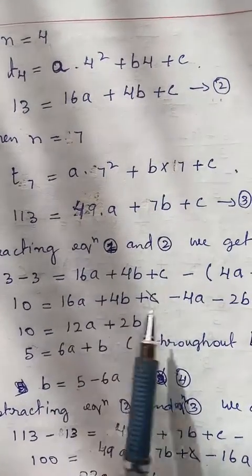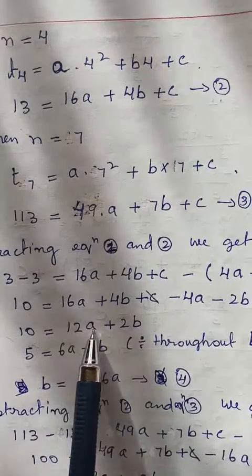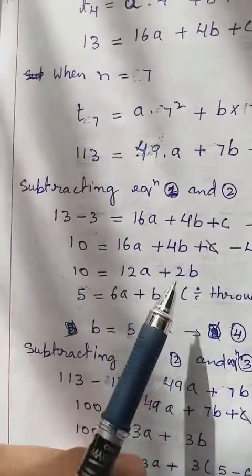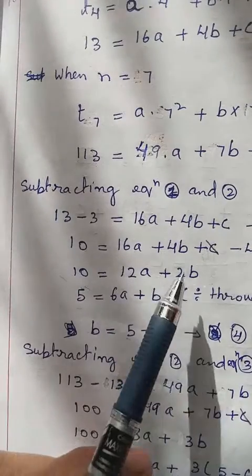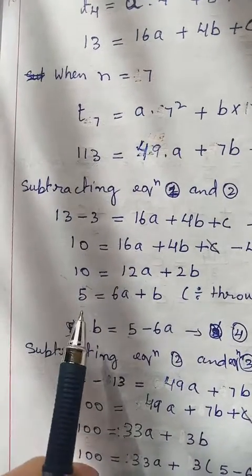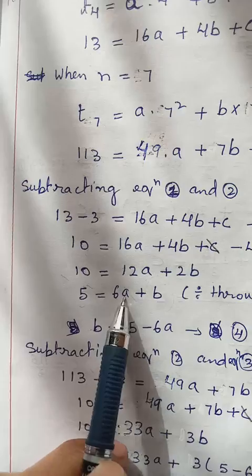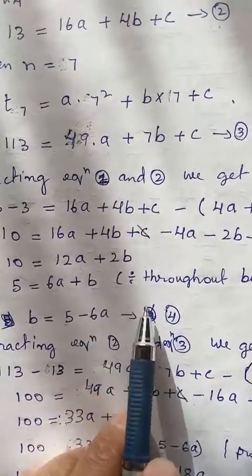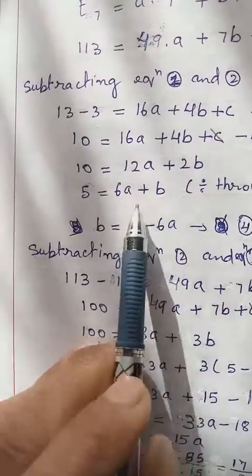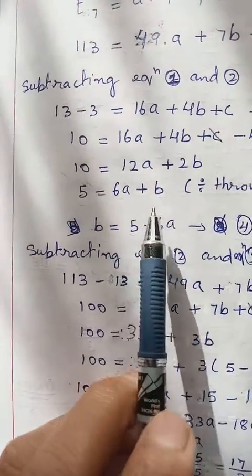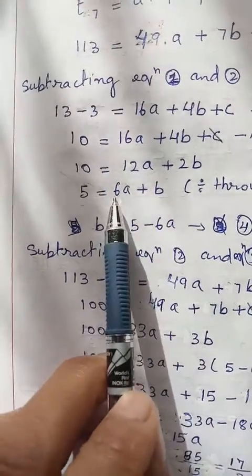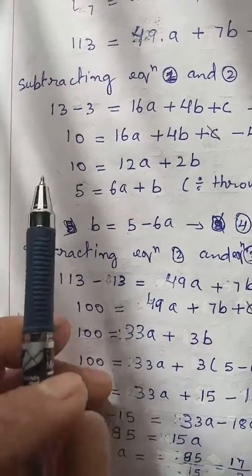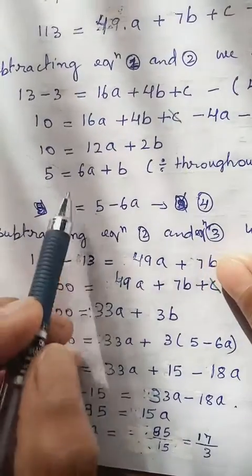So 16a minus 4a we get 12a. 4b minus 2b we get 2b. Here we see all are even, so we can cancel with 2 to make the number smaller. So 5 equals 6a plus b. Make this as equation 4. Then we can separate b and a here. B we take this side, this is plus, take that side become minus. So equation 4.